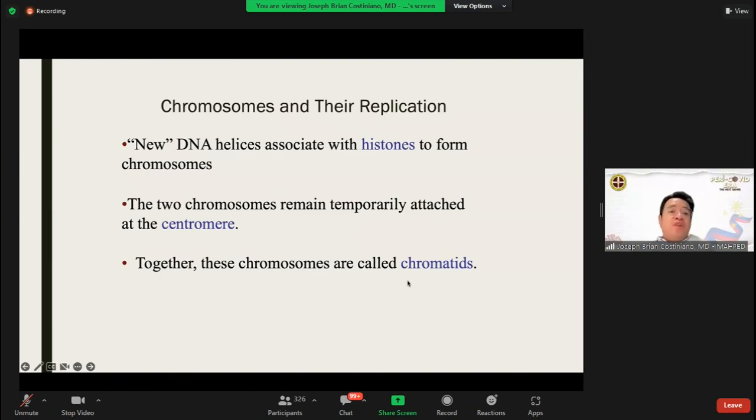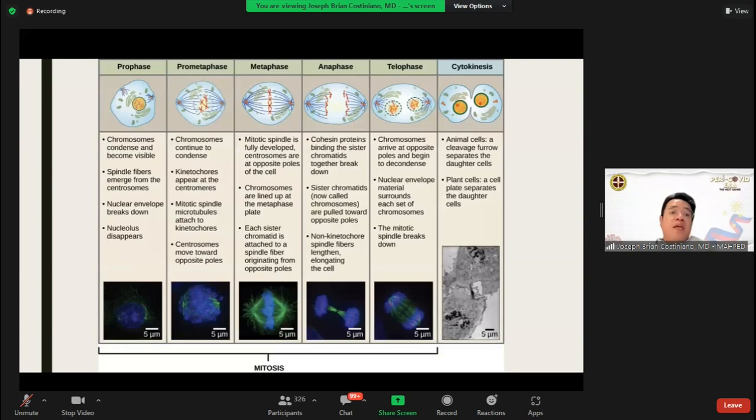Okay. So new DNA helices associate with histones in order to form your chromosomes, and the two chromosomes remain temporarily attached at the centromere. And together, these chromosomes are then called your chromatids. Okay? So ito po yung ating PMAT, no? So your active phase, mitosis plus your cytokinesis. So just take note of the very important details, no, occurring on each phase.